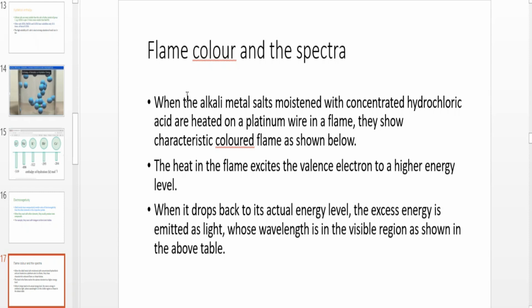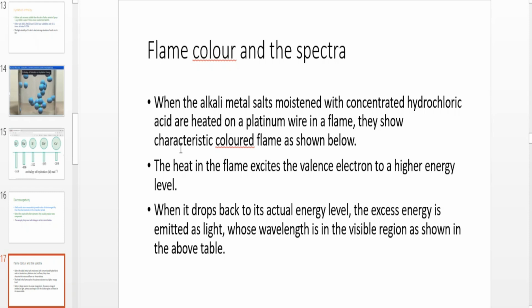Okay, so as you introduce this paste into the non-luminous part of the flame, what happens? It gives a characteristic color. It gives a characteristic color that indicates what type of ion is found in the given salt. உனக்கு கையில் தந்திருக்கக்கூடிய சால்ட்டில் என்ன மாதிரியான alkali metals இருக்குது அப்படின்னு சொல்லி அந்த கலரை வச்சு ஐடென்டிஃபை பண்ணலாம்.